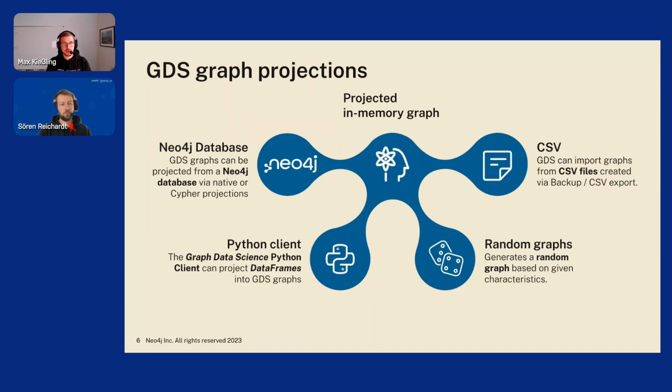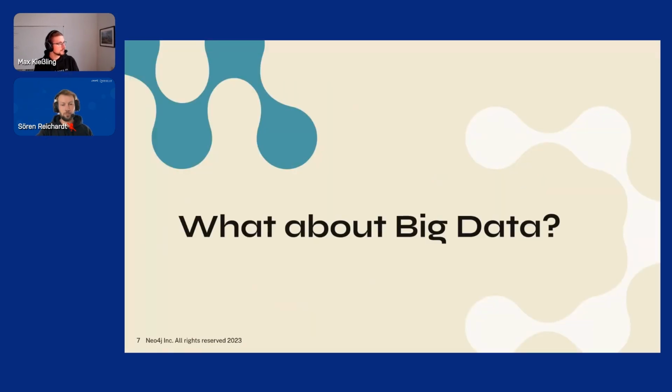You can use the Graph Data Science Python client, which works nicely with GDS and is able to use pandas data frames to project those into GDS in-memory graphs. And you can also export and import CSV files from and into GDS. And if you have no graph data at all, but want to play around with GDS, or you just want to try something, then GDS has a built-in capability of creating random graphs based on a large set of different characteristics. So what about big data, though?